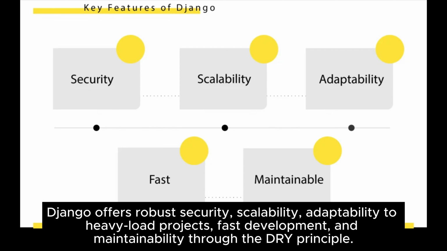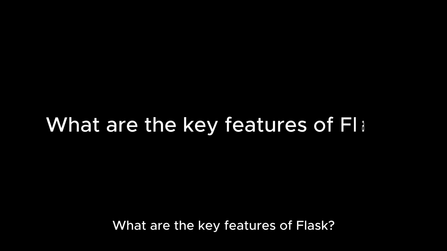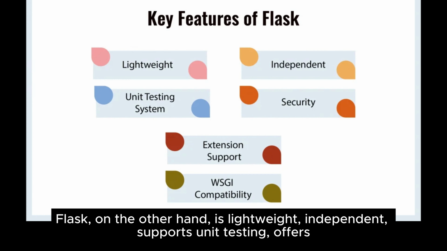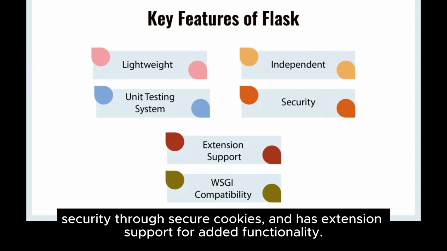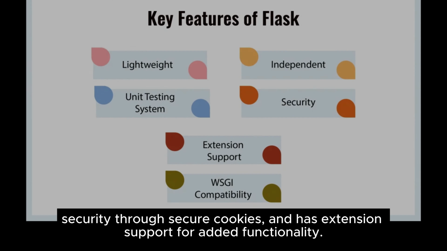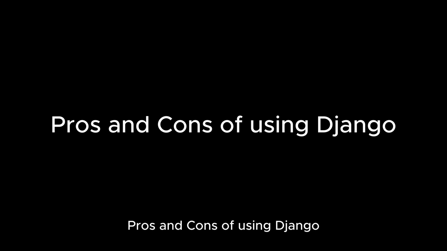What are the key features of Django? Django offers robust security, scalability, adaptability to heavy load projects, fast development, and maintainability through the DRY principle. What are the key features of Flask? Flask, on the other hand, is lightweight, independent, supports unit testing, offers security through secure cookies, and has extension support for added functionality.